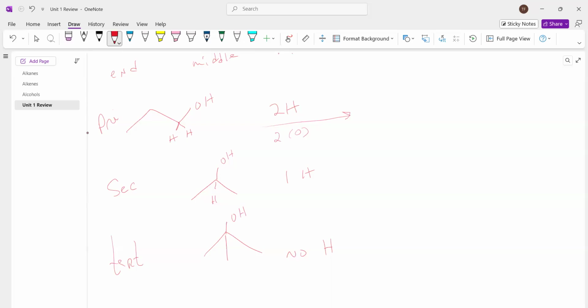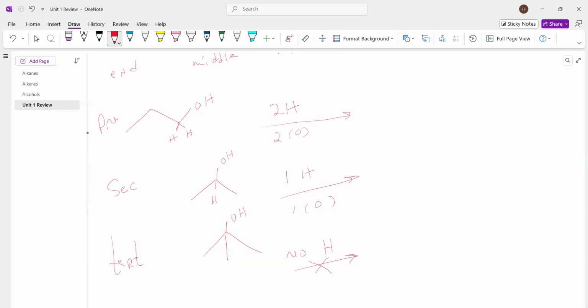A secondary can be oxidized once. And tertiary has no hydrogens there, so it can't be oxidized at all. That's why it's important to understand what kind of alcohol you're talking about. Now we're going to see in Unit 4, it's going to be the same with nitrogens: primary, secondary, tertiary. So does that help?